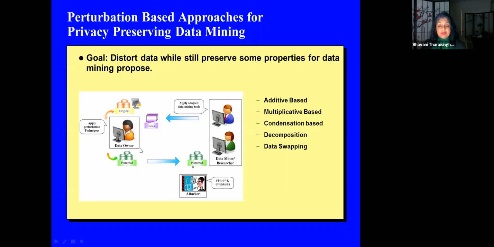Some of these perturbation techniques could be additive based, multiplicative based, condensation, decomposition, data swapping. So a number of perturbation techniques. She's done some very good work, Dr. Li Liu. After her PhD, she worked for eBay as a research scientist, and now she's a project manager at, I believe, a big retail pharmaceutical company.